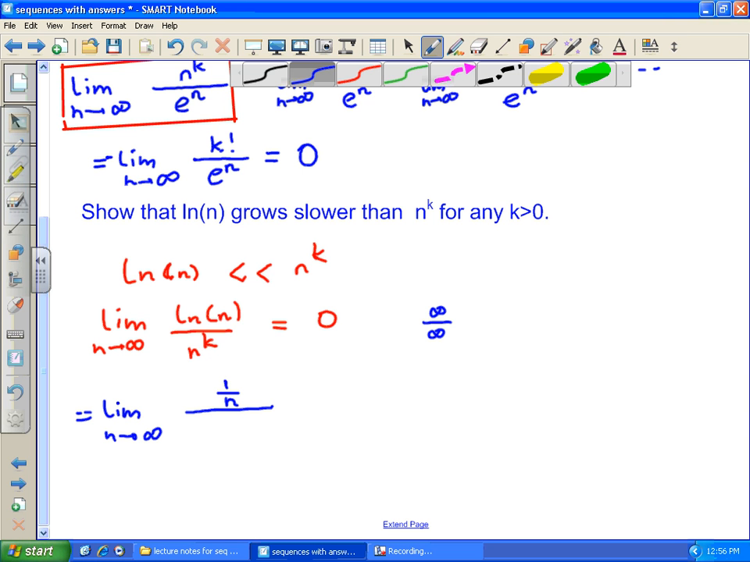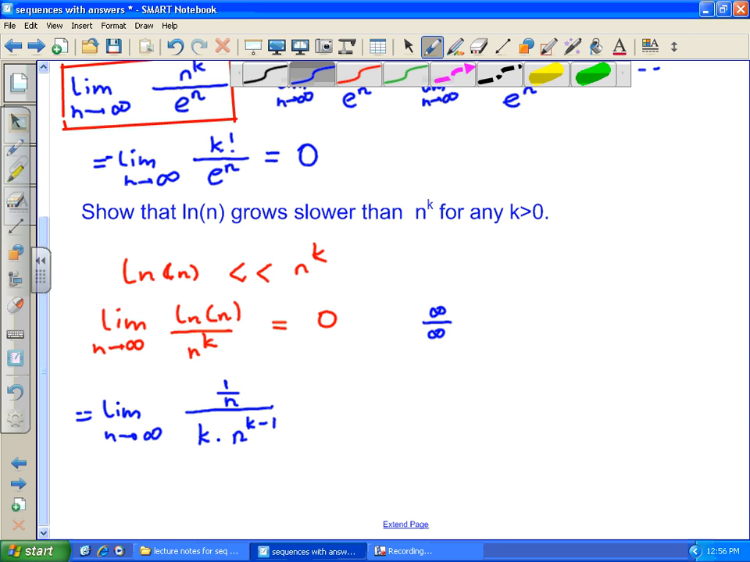How about the derivative of n to the k? We just did that previously. Remember, k is a number like 5. What is the derivative of n to the 5? Think of it that way. k times n to the power of k minus 1.